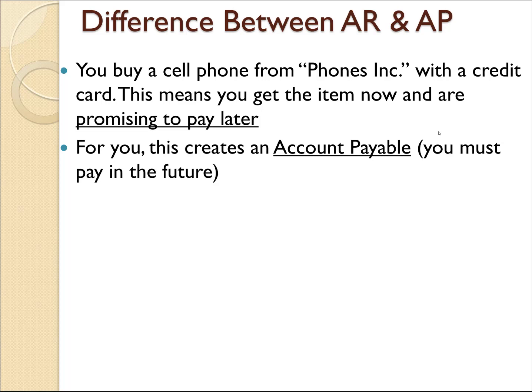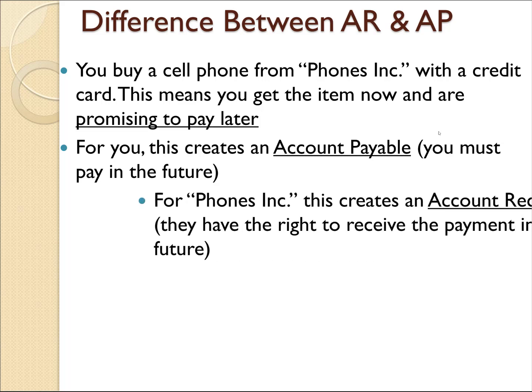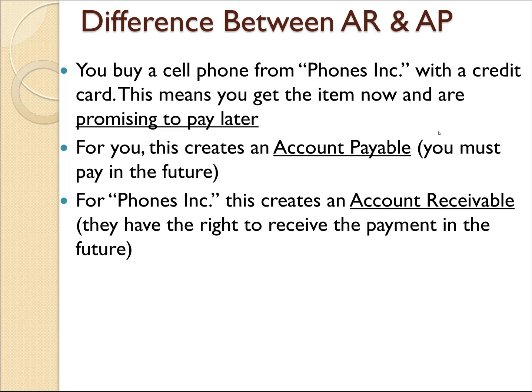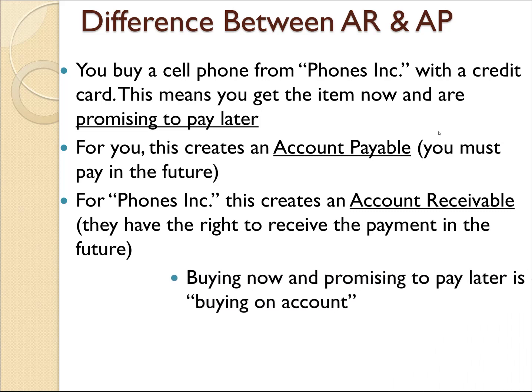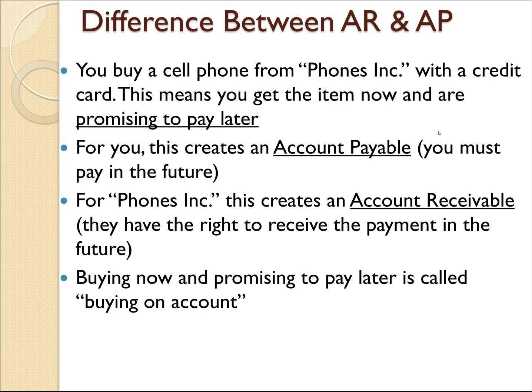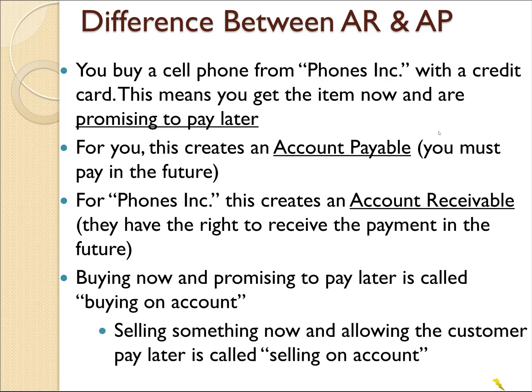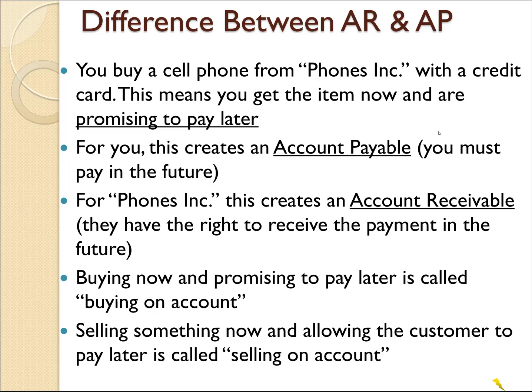Now, how about for Phones Incorporated? What would they record when you bought a phone on account from them? Phones Incorporated would record an accounts receivable because they have the right to receive the payment in the future. So vocabulary-wise, you need to know that buying now and promising to pay later is called buying on account. And you need to know that selling something now and allowing the customer to pay later is called selling on account.